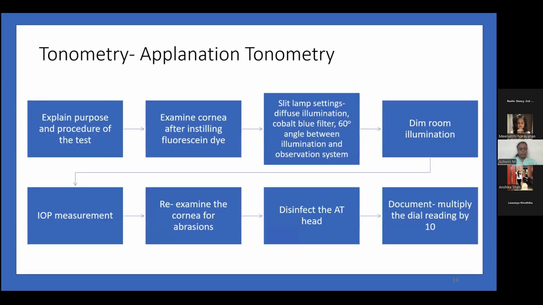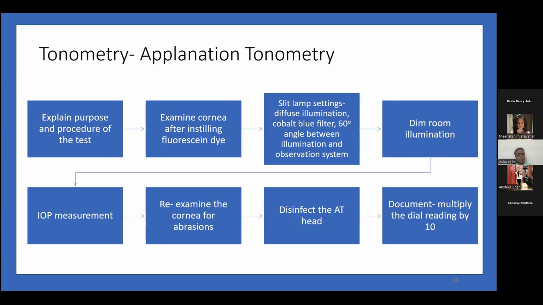Moving on to tonometry. Again, an explanation of the procedure. After instilling the anesthetic agent and after instilling the fluorescent dye, please examine the corneal health, the corneal status. In case there is some aberration that you missed during the slit lamp examination, or some active condition which indicates that you're not supposed to do an AT, please make sure that you examine the cornea after you instill the fluorescent dye and ensure that the cornea is clear and there is no contraindication for AT for the patient.